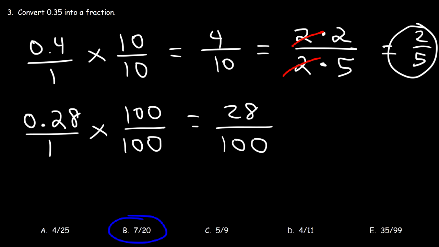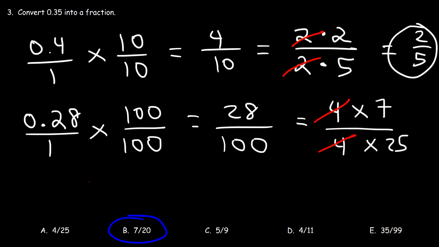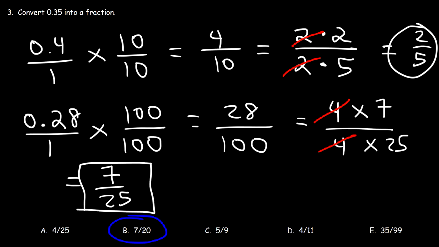Now, what two numbers that you could think of multiply to 28? 28 is 4 times 7. Now, what two numbers multiply to 100, one of which contains a 4? 100 could be written as 10 times 10, 5 times 20, but it could be written as 4 times 25. Now, we could cancel the 4. So 0.28 as a fraction is 7 divided by 25. And so those are some simple ways that you can employ to convert a decimal into a fraction.